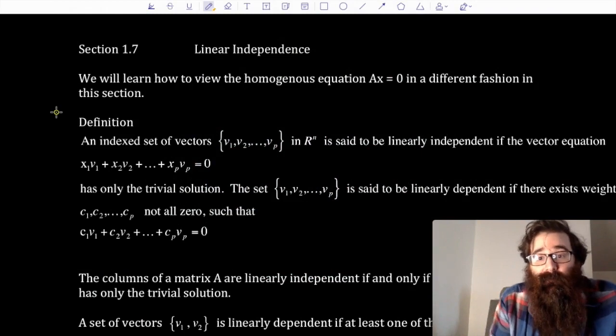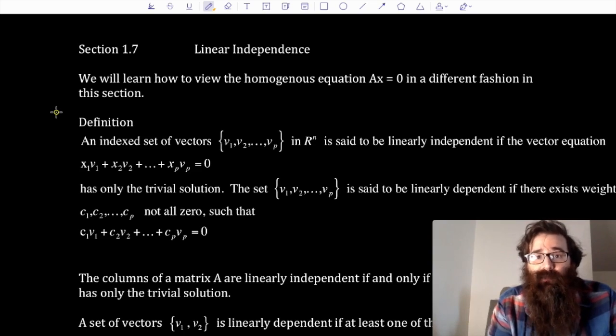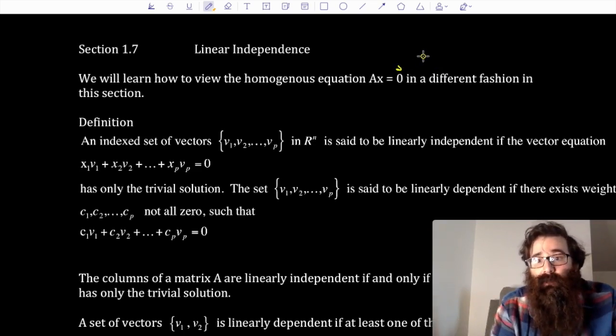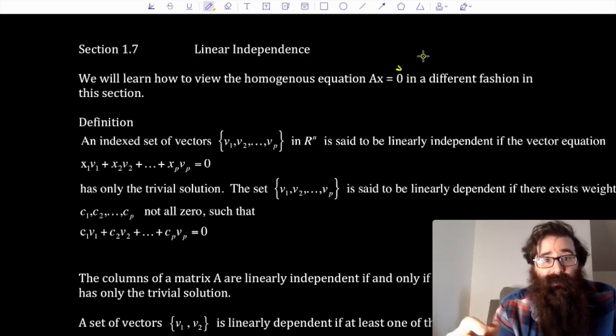Hey, so today we're going to be taking a look at section 1.7, talking about linear independence. In this section, we're going to take a look at how we can view the homogeneous equation Ax equals 0. Remember, 0 refers to the 0 vector. We're going to view this in a different fashion. We're going to be able to use what we talked about previously to talk about linear independence.